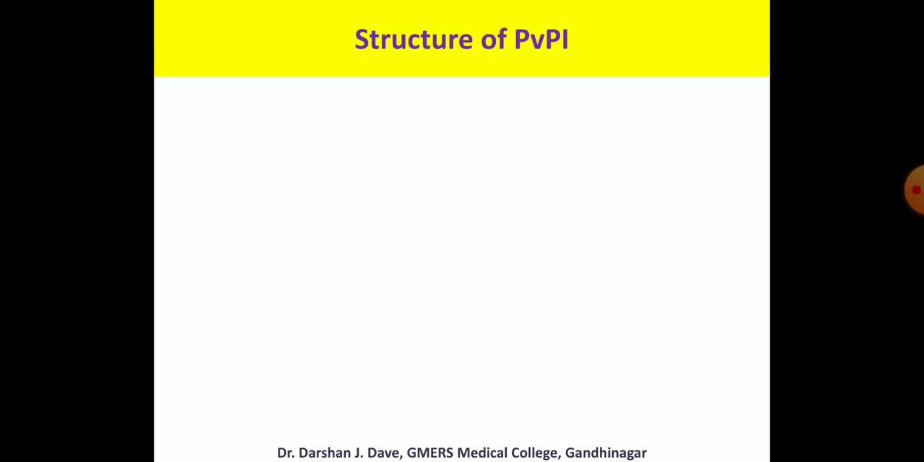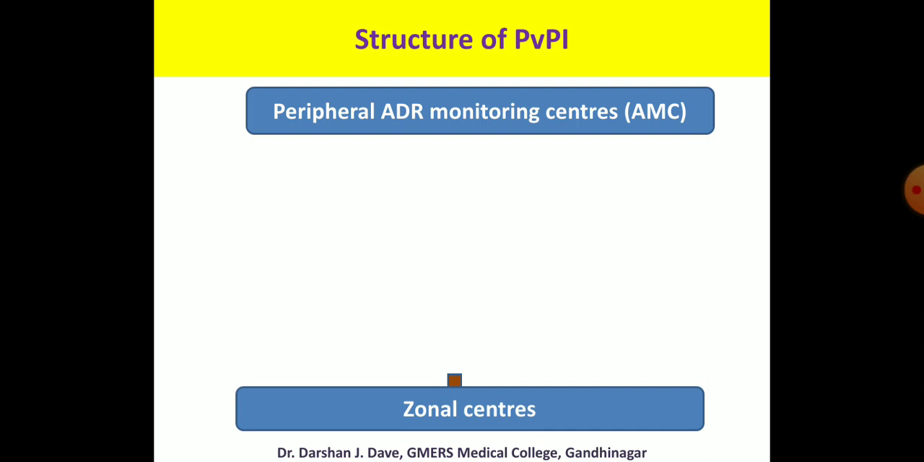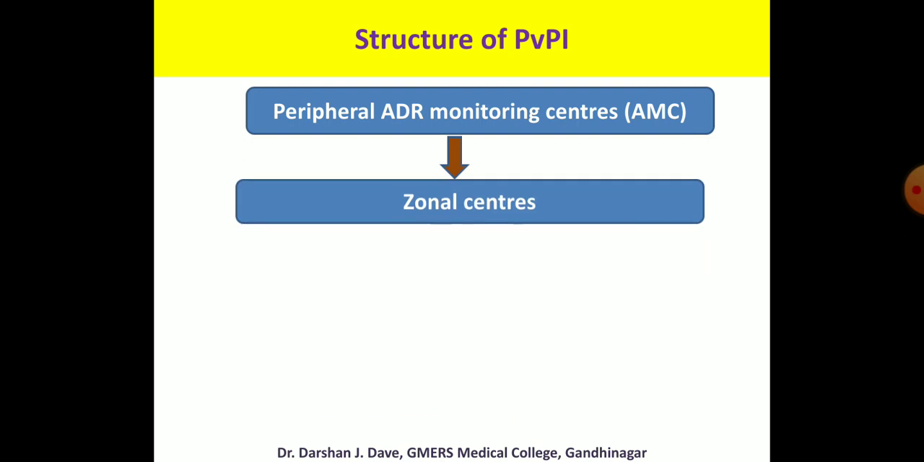Now, what is the structure of the PvPI? As I told you, there are peripheral ADR monitoring centers, presently 381, which are in the medical colleges. These ADR monitoring centers collect the data. They can directly report to the national center or they can consult the zonal center also.